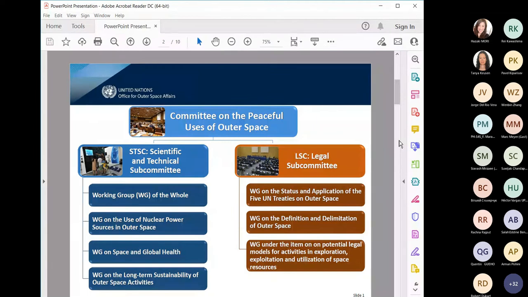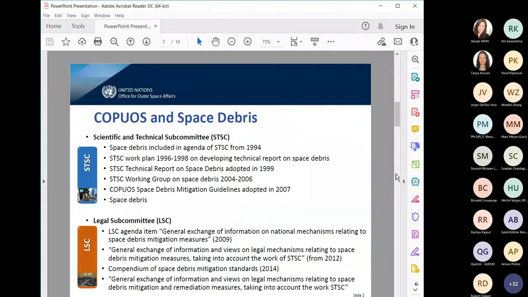We currently have 3 working groups under the Legal Subcommittee. So the topic of space debris was first included under the agenda of the Scientific and Technical Subcommittee as early as 1994.